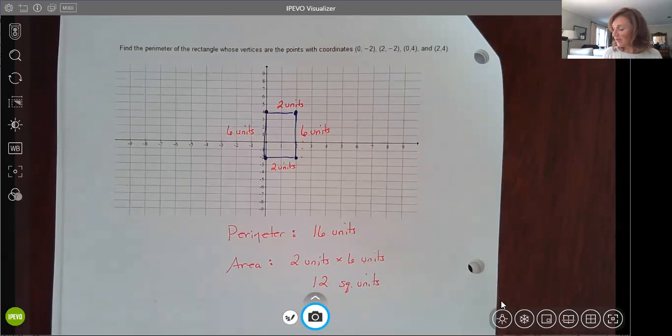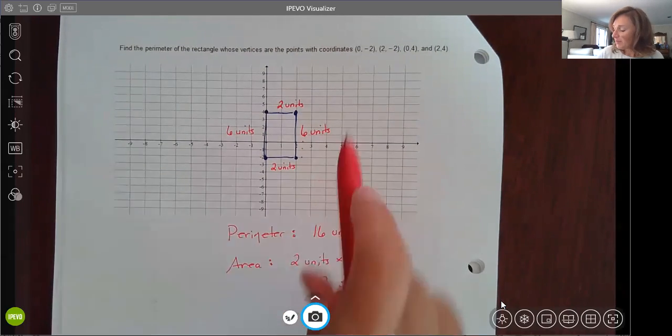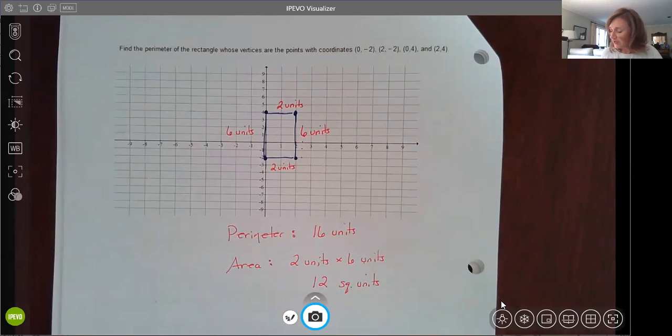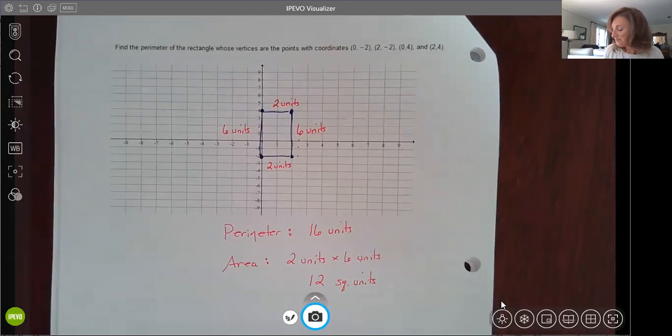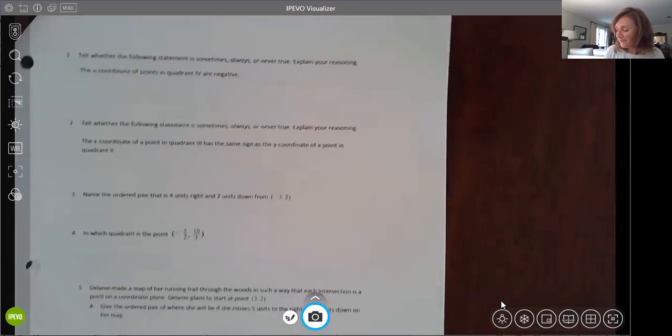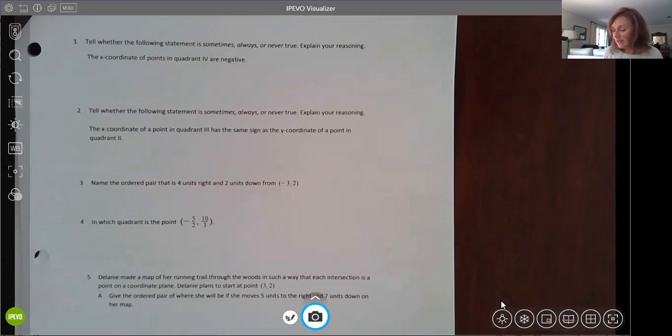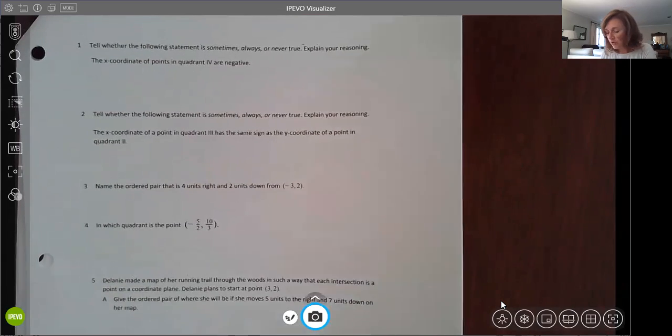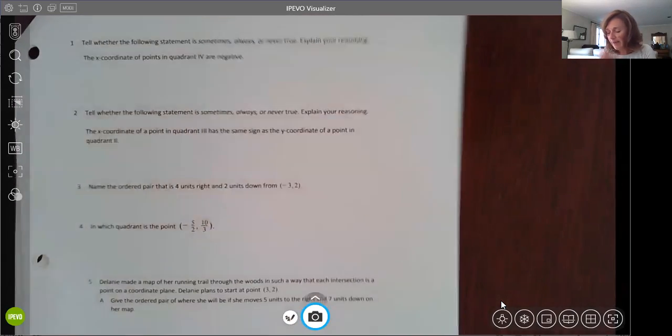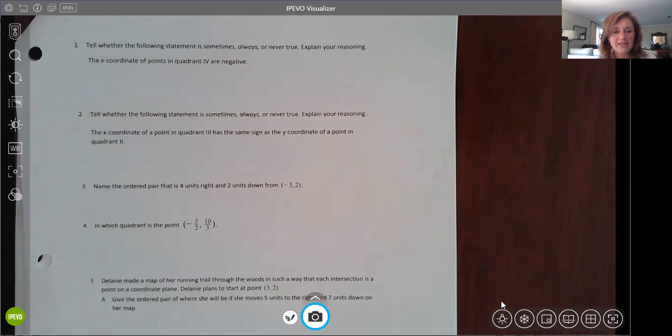All right, so you have a couple of those. You can tell I printed those off of my math lab. So you have a couple of those to play with on my math lab. And then let's play a little bit. Again, these are just some more types of questions off my math lab. Let's just start working through them and see how you do. So it says, tell whether the following statement is sometimes true, always true, or never true. Okay, and then explain your reasoning.